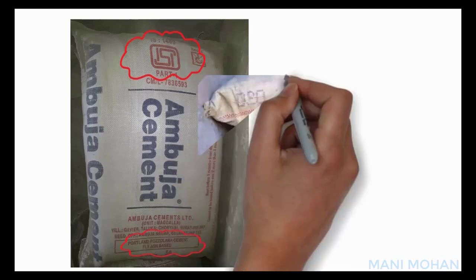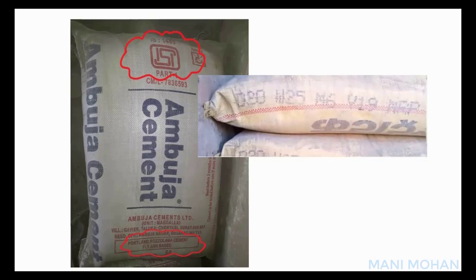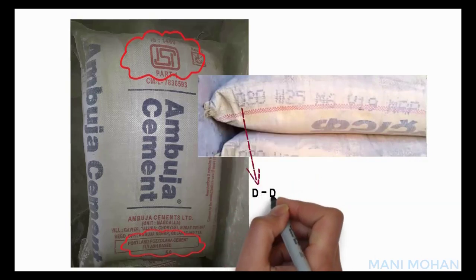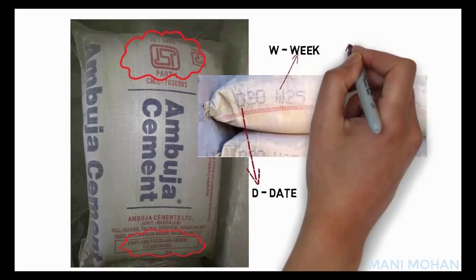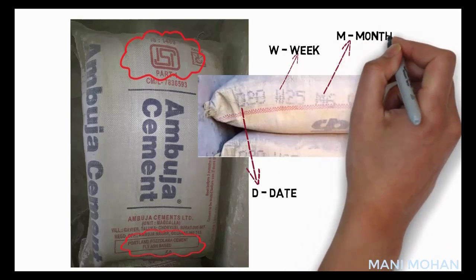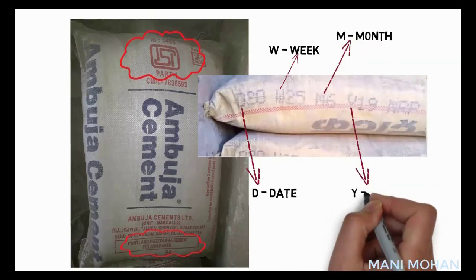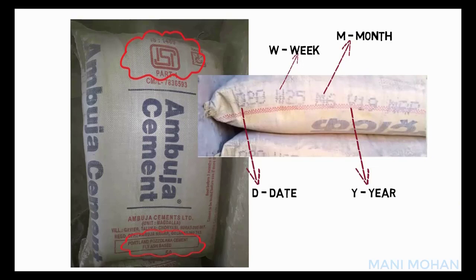It is best to use cement within 90 days of its manufacture. Let me tell you how to identify the date of manufacture of cement. Here we have Ultratech cement. Remember, D is date, W is week, M is month, Y is year. So the manufacturing date from above is 20 June 2019. You can easily find that this day comes in week number 25 in the year 2019.